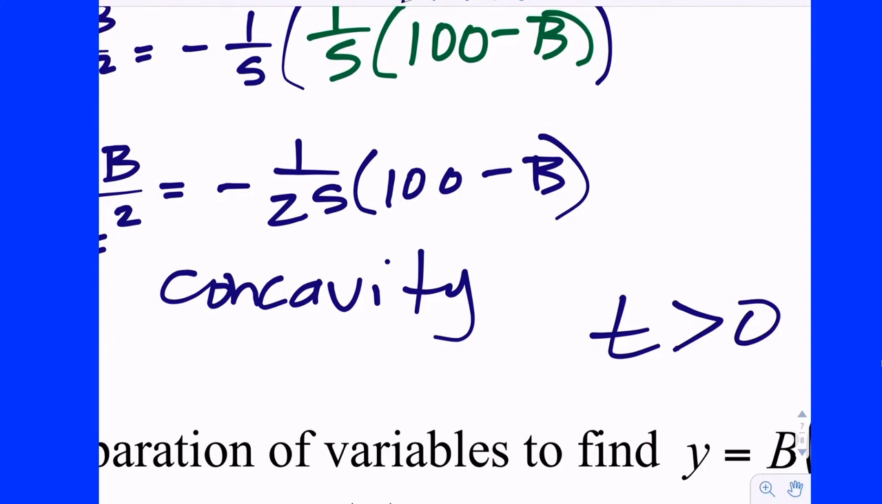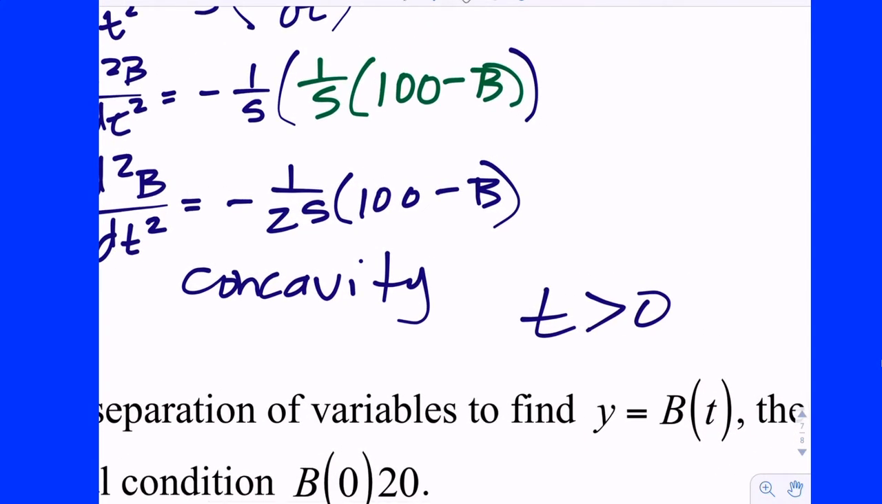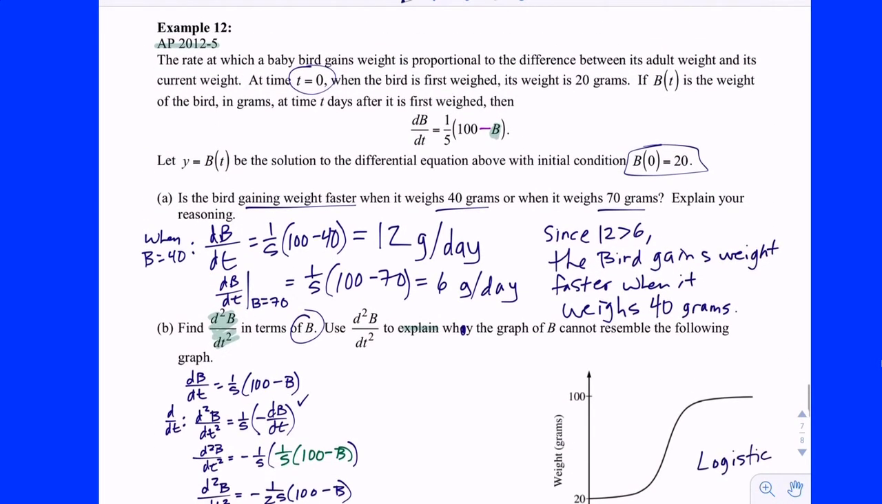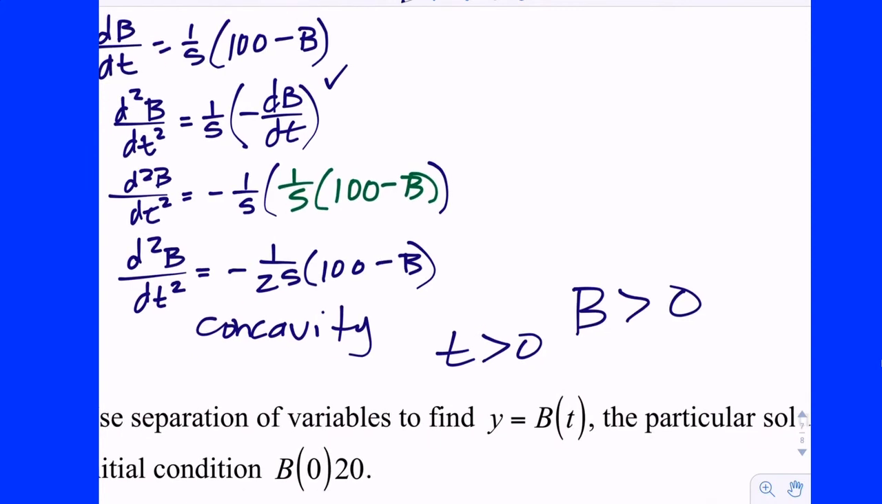Well, notice, I'm sorry, we're talking about b. This is a function of, what is b? b is the what of the bird? The weight of the bird. And it's gaining weight. So t has to be positive, and I guess b has to be positive as well. So if you notice, if b is a positive number but less than 100, then 100 minus a number smaller than 100 is positive, right? And a positive times a negative is going to be a negative. So here's what I know. Based upon the actual second derivative, b is concave down.